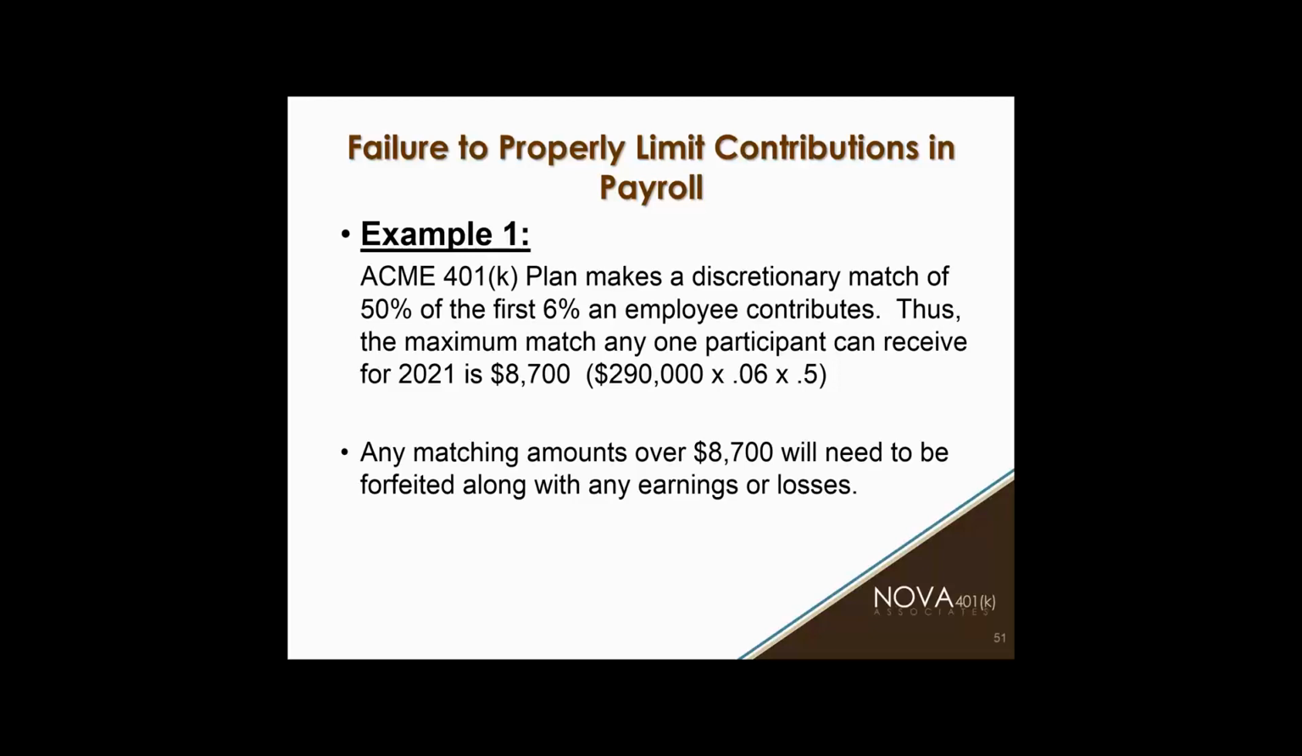And if you go above that, we end up having to forfeit the excess amounts. So this typically is going to occur with people that make more than 290. If you got somebody making 500,000, you don't keep matching 3% on 500,000. It's capped at 290.